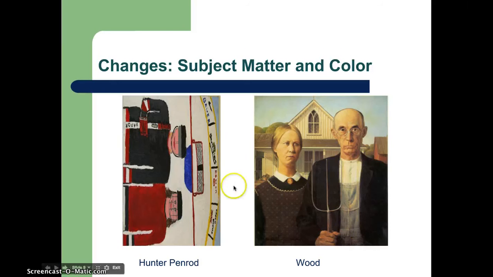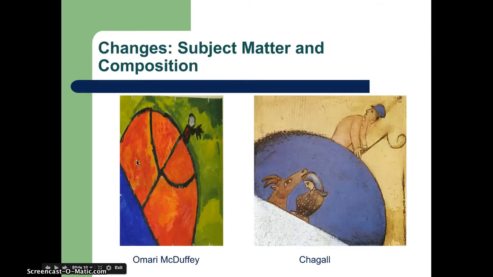Oh no. Okay, something's weird with that slide. You're going to have to turn your head a little bit. This person changed the subject matter, so the original painting was of farmers, and this one is of hockey players, and they changed the colors from very natural colors to very bright colors.